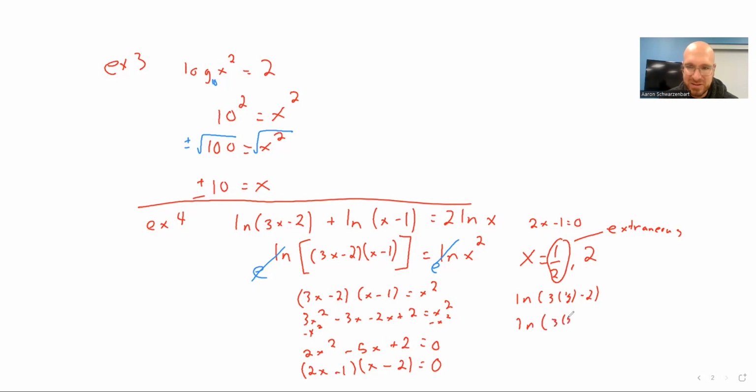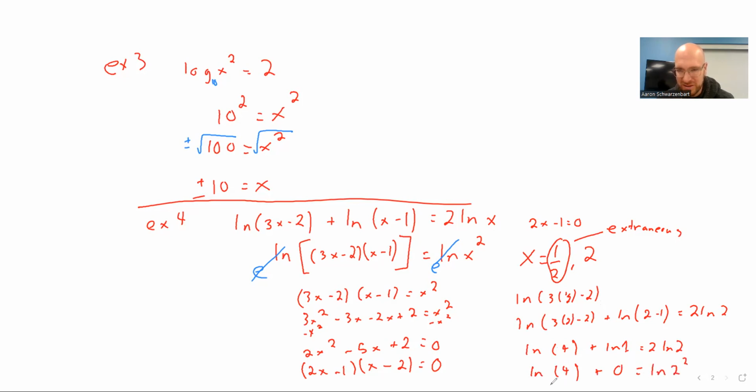ln of 3 times 2 minus 2 plus ln of 2 minus 1 equals 2 ln 2. So that's ln 4 plus ln 1 equals 2 ln 2. And that's going to work. That's ln 4. ln 1 is 0. Any logarithm of 1 is 0. And this is ln of 2 squared. So I've got natural log of 4 equals natural log of 2 squared. 4 does equal 2 squared.